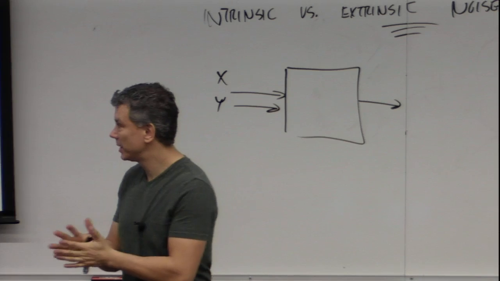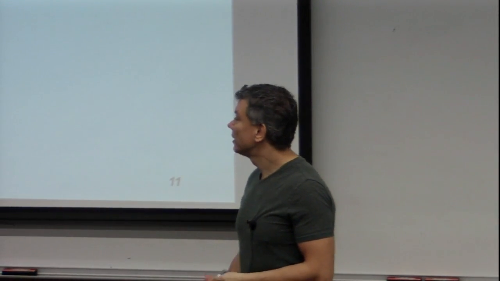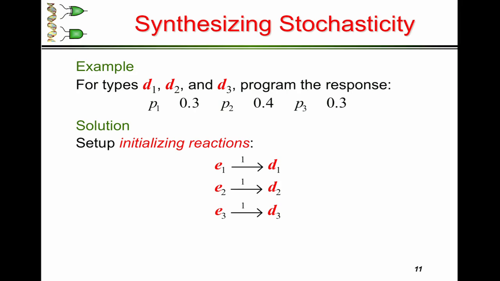So Jason, what can you say about the system? So suppose that I give you 30 of E1, 50 of E2, and 20 of E3. The final ratios of D1, D2, D3 will be the same as that of E1, E2, E3. Probably. But will it? Yeah.